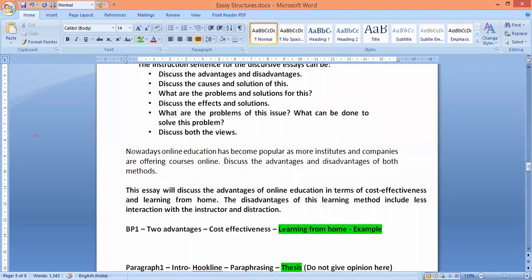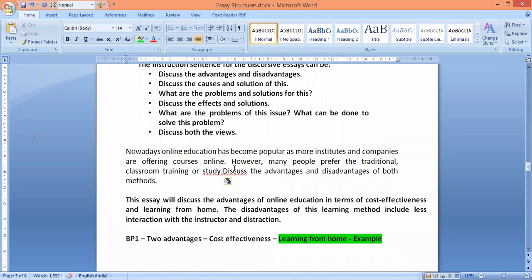Let me confuse you a little bit. This is the question. Read this and tell me what you are supposed to do in this. The advantage of the first one and the other one, and then the disadvantage of the first one and second. We have to talk on both sides.